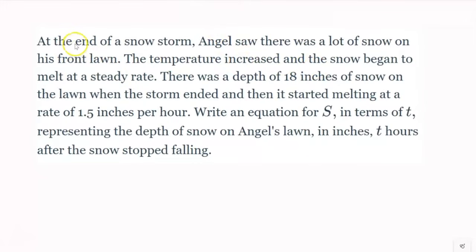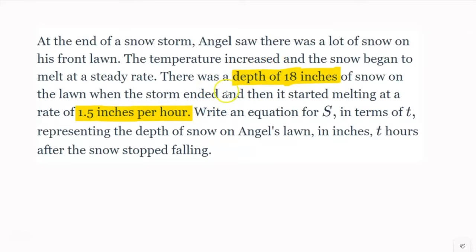So I'm going to read this question. I'm going to highlight when I get to a number, okay? At the end of a snowstorm, Angel saw that there was a lot of snow on his front lawn. The temperature increased and the snow began to melt. So that's going to be important. At a steady rate, there is a depth of 18 inches. Okay, boom. There is a depth of 18 inches, so that's my first one, of snow on the lawn when the storm ended, and then it started melting at a rate of 1.5 inches per hour.